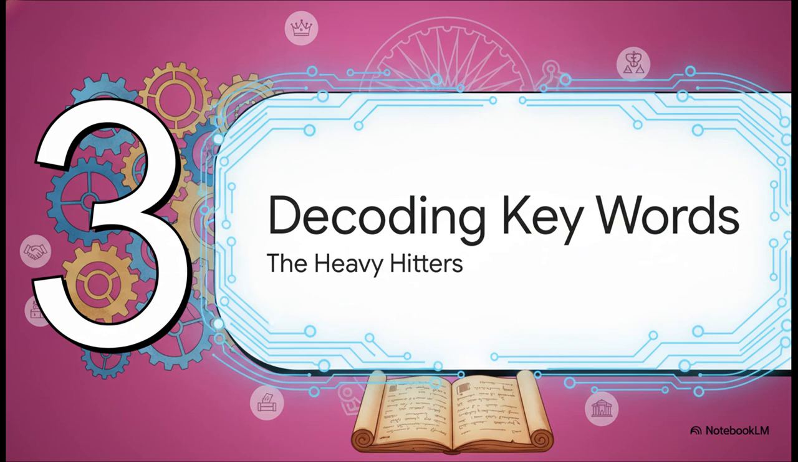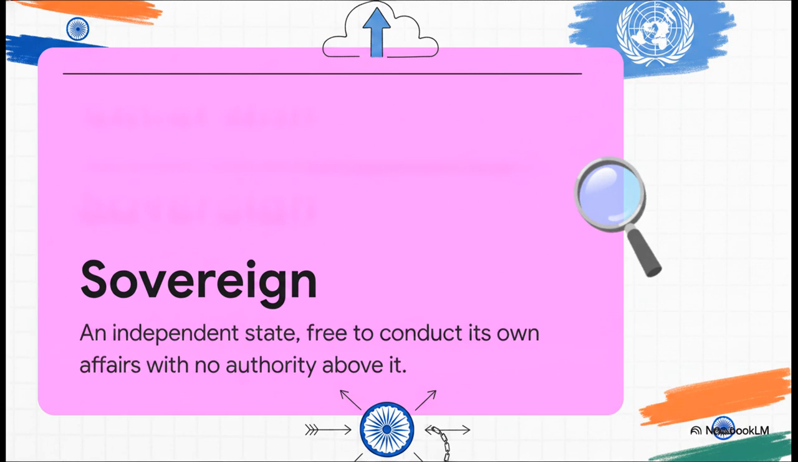Okay, Section 3, decoding the key words. These are the heavy hitters, and we're going to rapid-fire decode these political science terms one by one. First up on the list is sovereign. Now, it's absolutely crucial to realize this means complete, absolute independence. India isn't a dependency or a dominion of any other nation. There's literally no higher authority above it.